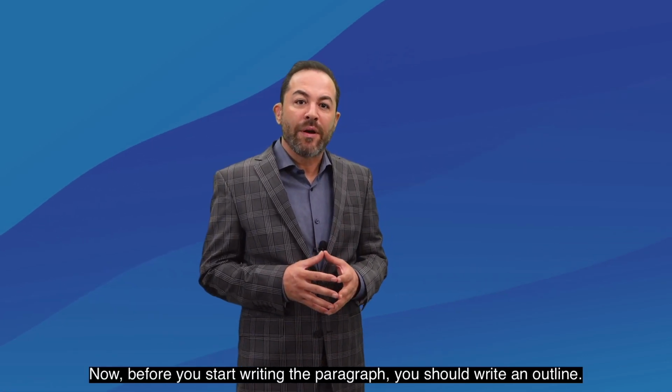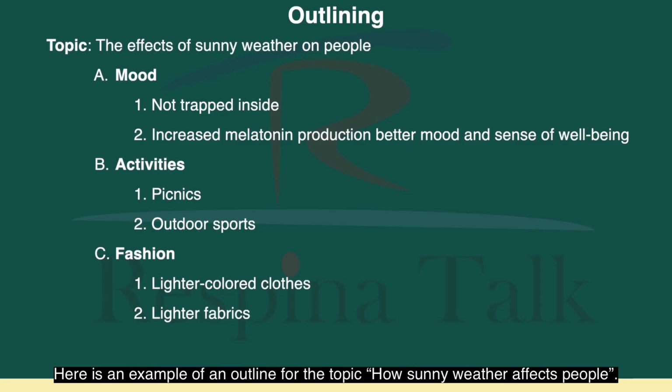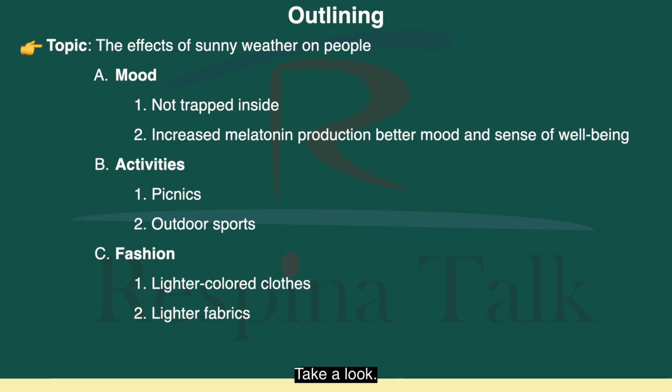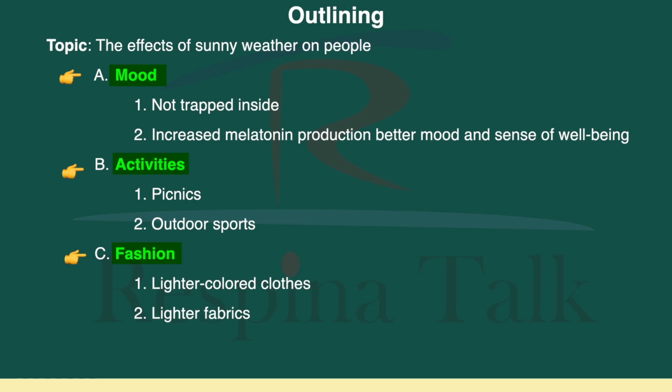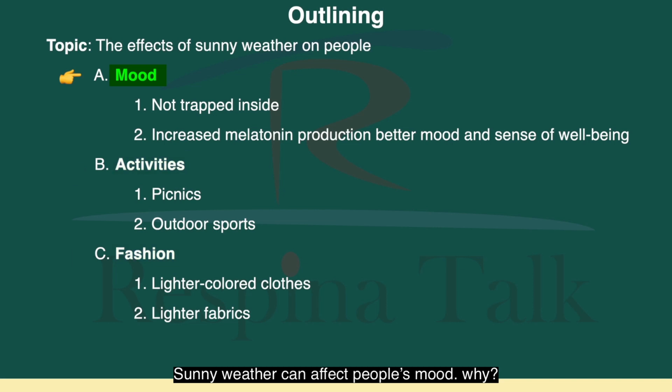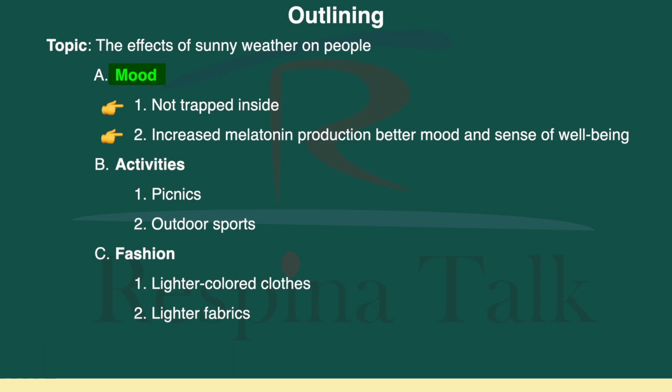Now, before you start writing the paragraph, you should write an outline. Here's an example of an outline for the topic, How Sunny Weather Affects People. Take a look. There are three main effects in this outline. Sunny weather can affect people's mood, their activities, and their clothes. Sunny weather can affect people's mood. Why? Because they're not trapped inside, and they can go outdoors, and it also increases melatonin production. So people will have a better mood and sense of well-being.